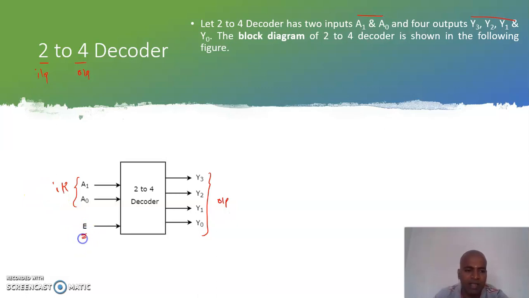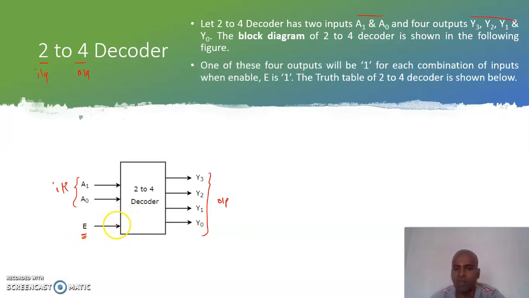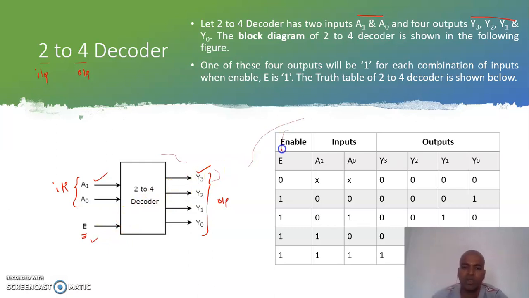Whenever this enable input is high, only at that time this 2 to 4 decoder is going to work. If the enable input is 0, then it will not work. So one of these 4 outputs will be 1 for each combination of inputs when enable is 1. Now have a look at the truth table of this 2 to 4 decoder. The first column is the enable input E, then the inputs A1 and A0, and the outputs Y3, Y2, Y1, Y0.